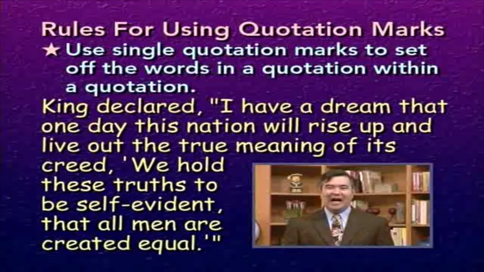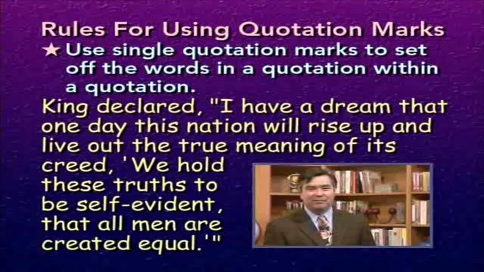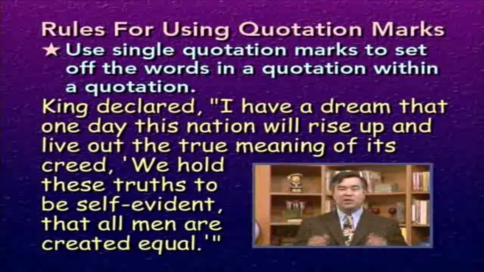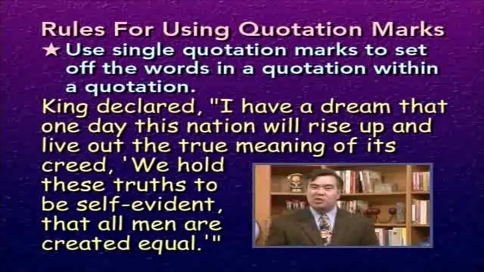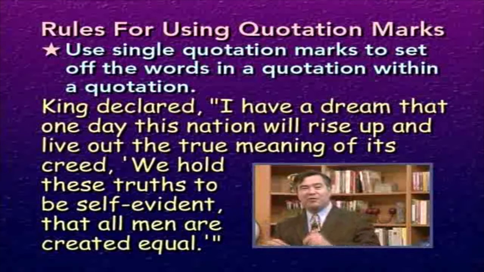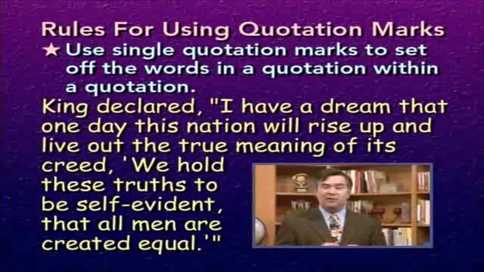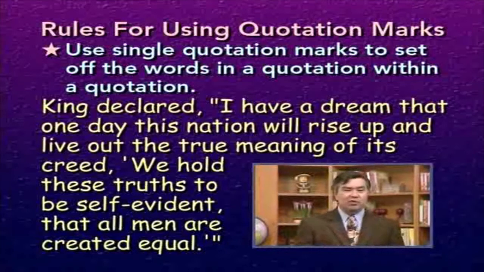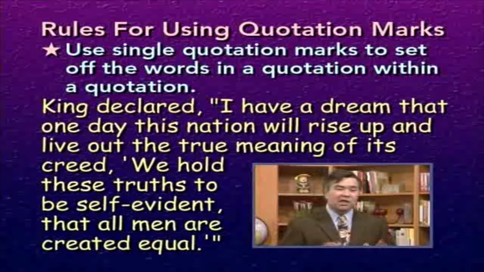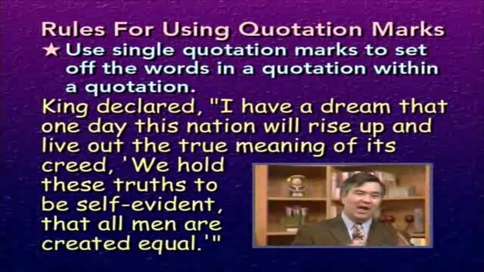King declared, "I have a dream that one day this nation will rise up and live out the true meaning of its creed: 'We hold these truths to be self-evident, that all men are created equal.'" Okay, we're returning again to the famous speech on civil rights by the great African-American leader, Martin Luther King. And in that speech, Martin Luther King did himself quote other famous words. In this particular quotation, he was quoting from the Declaration of Independence. The words he was quoting were, we hold these truths to be self-evident, that all men are created equal. So this particular sentence is quoting Martin Luther King, who in turn was quoting another literary work.